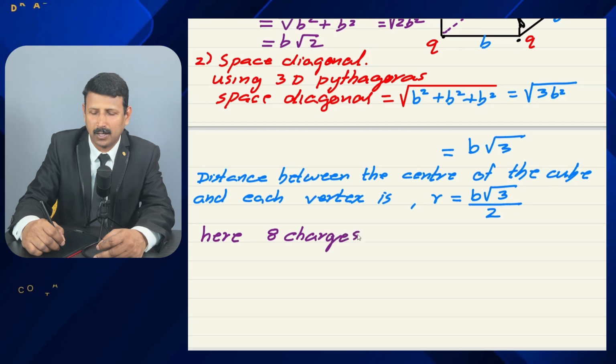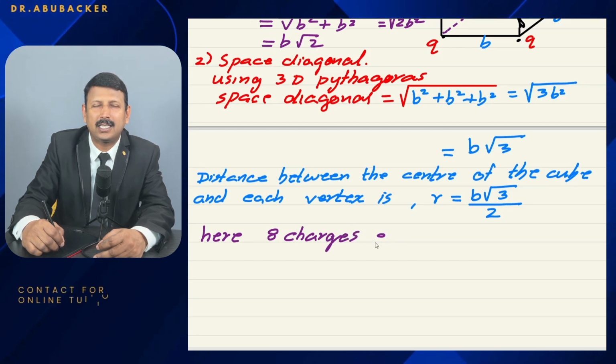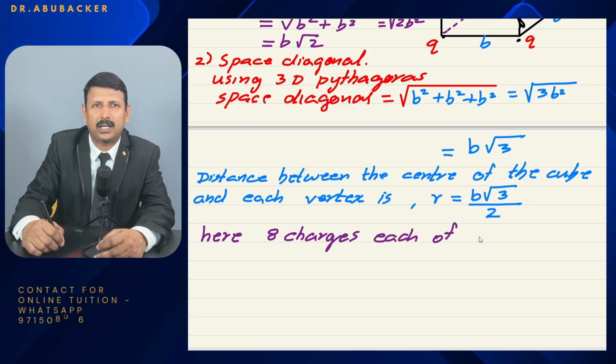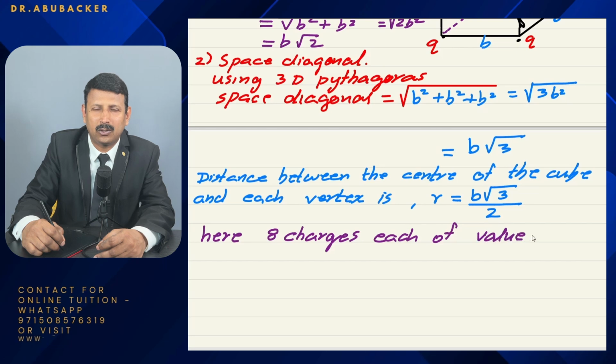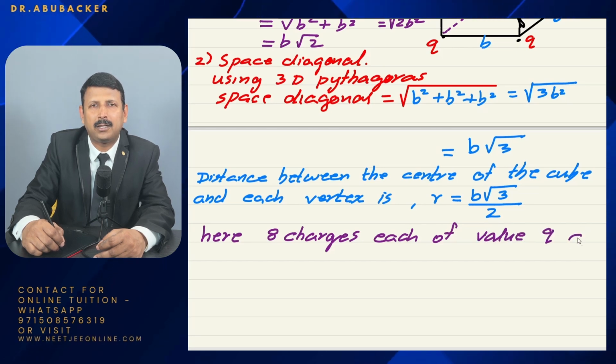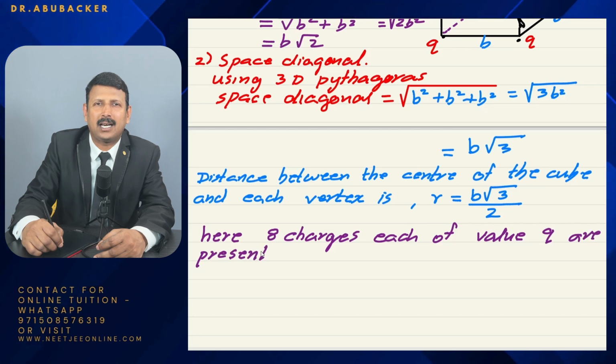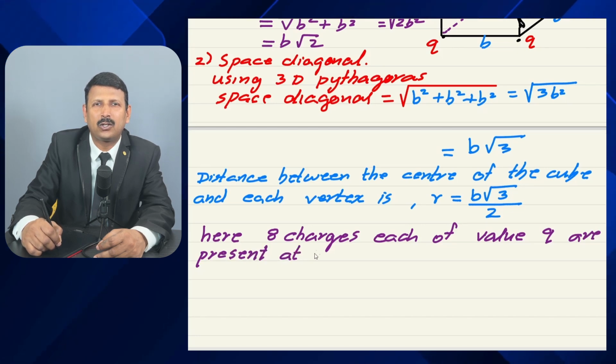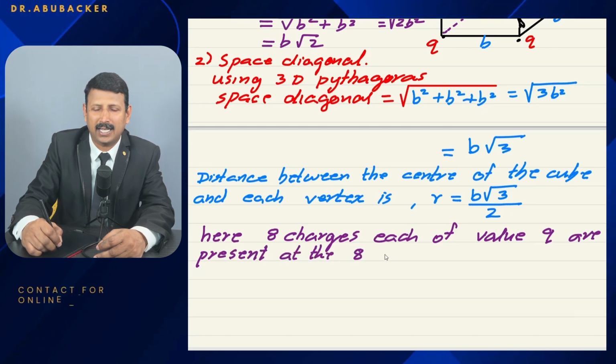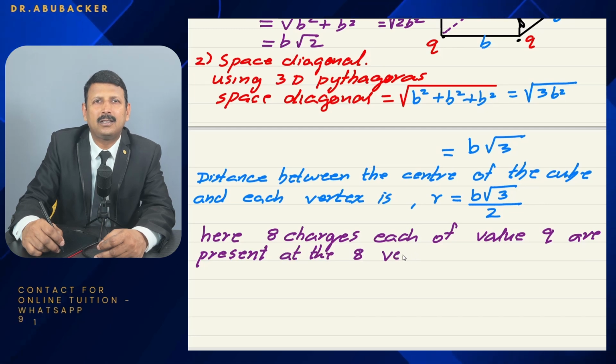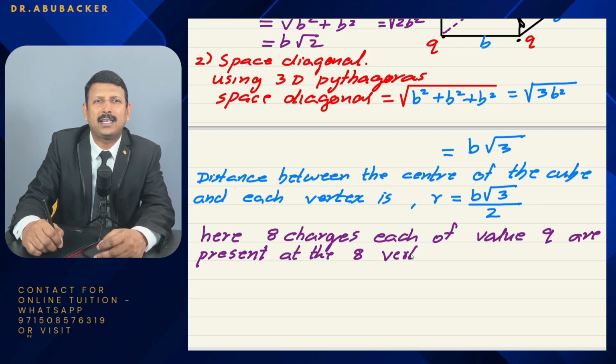Both are okay. So here there are 8 charges at the 8 corners of the cube. Whatever calculation you are doing for potential, multiplied by 8 will come, because all are identical, right? So here 8 charges, each of value q, are present at the 8 vertices. Okay.